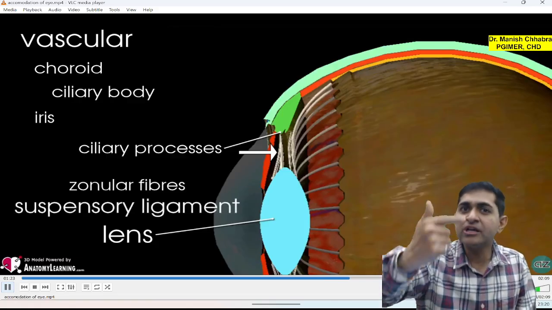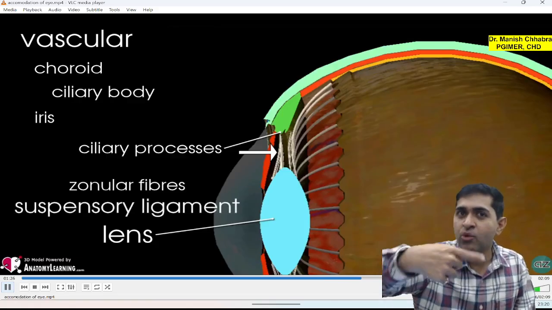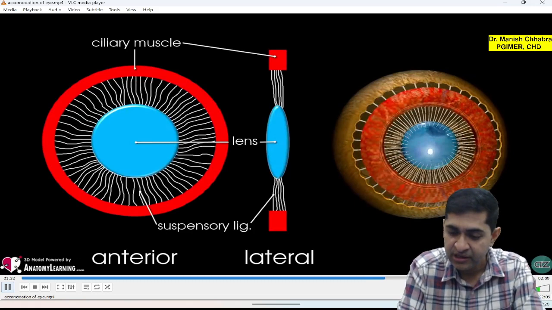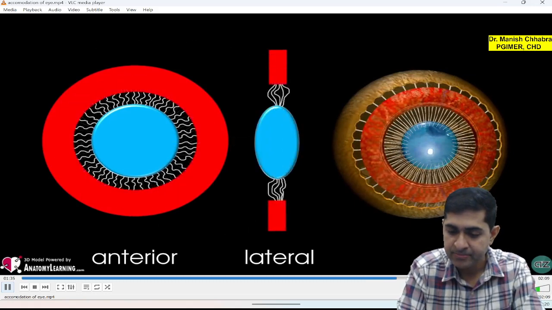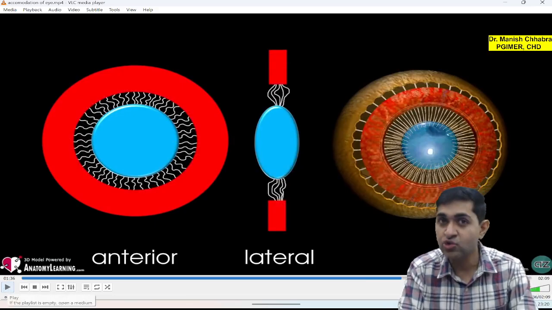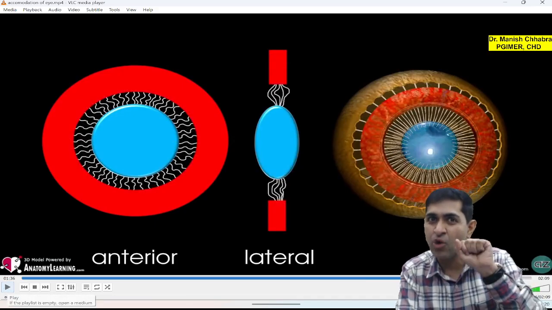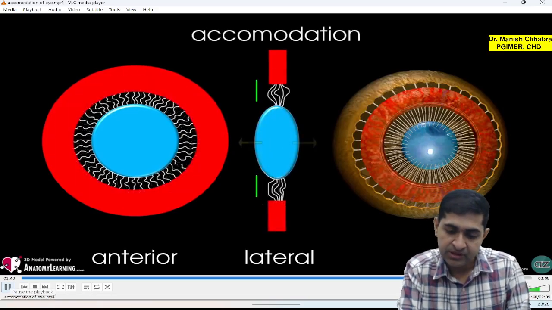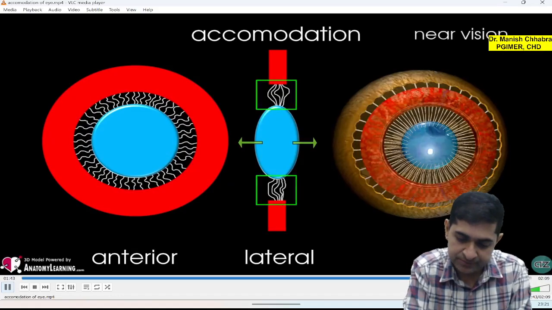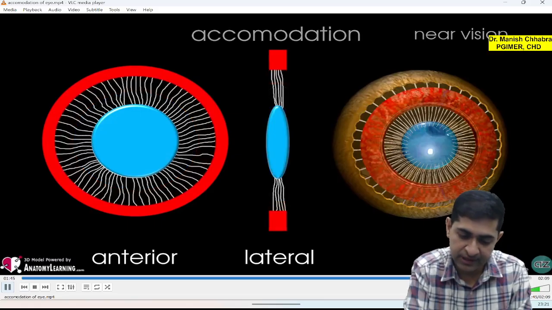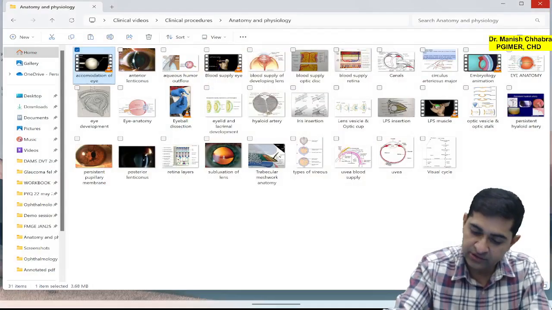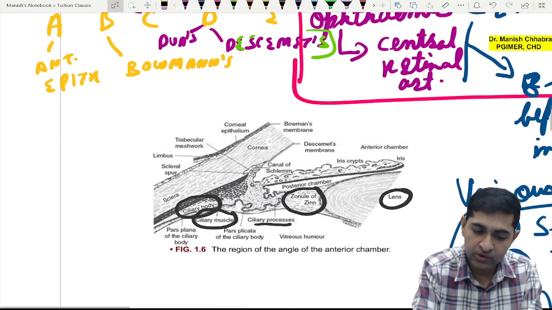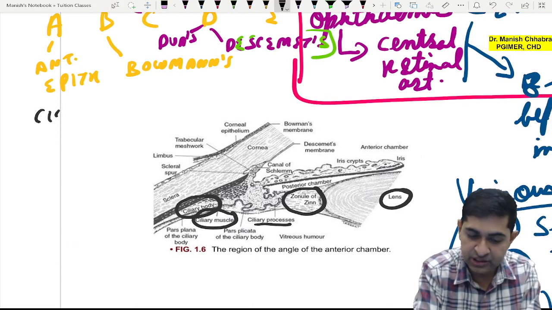So more is the thickness, more is the power, and less is the focal length. Now you can appreciate ciliary muscle is contracting. Please focus here. All right. So you can see that the zonules have become very sloppy, as a result of which the lens thickness is increased. This happens in accommodation. Now again you can appreciate. Okay, so we can write it here now. So there are ciliary muscles.